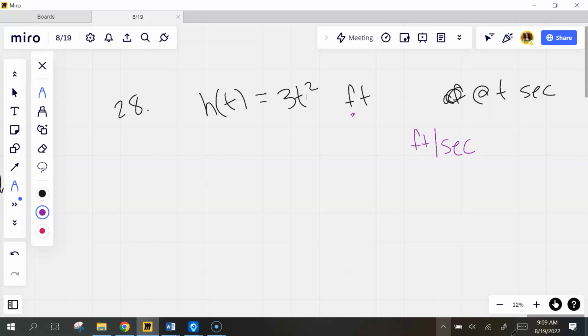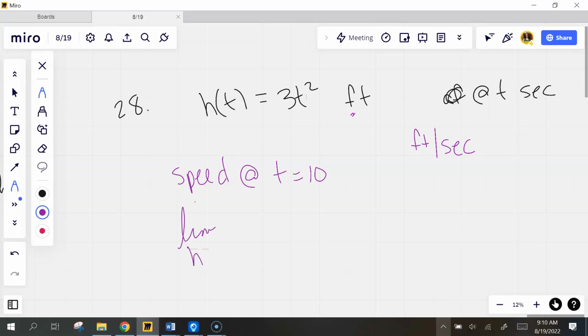Okay. Because I'm looking at a specific time, I'm not talking about the average speed over 10 seconds. I want to know what is the speed at 10 seconds. What does it sound like to you? It sounds like a difference quotient problem. It absolutely does. So let's do it.